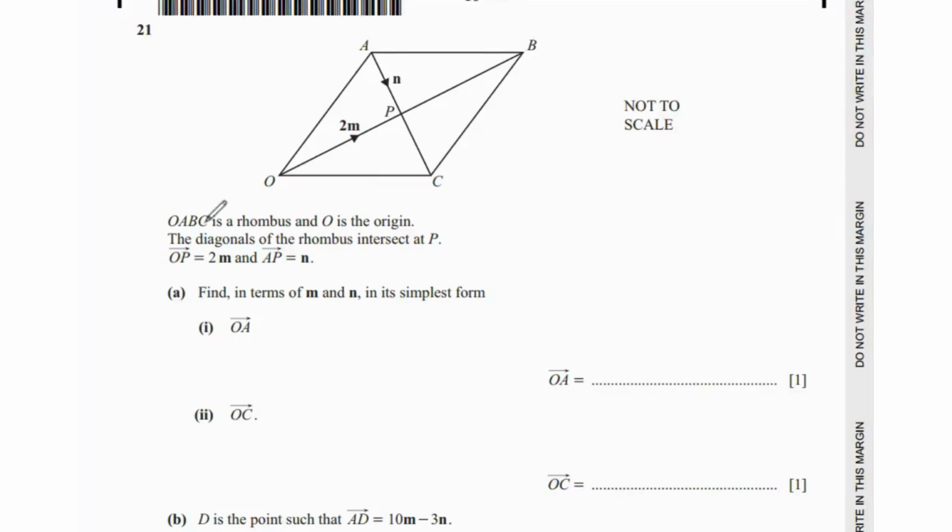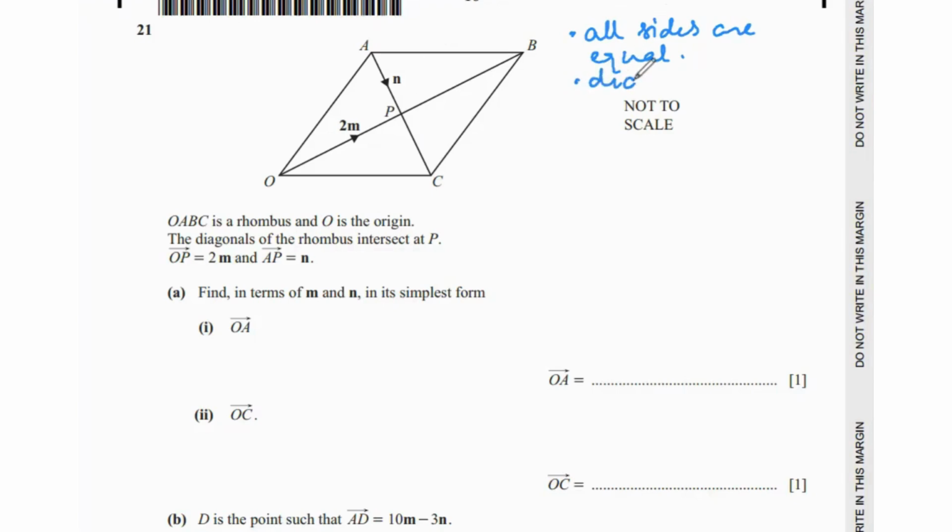Question 21 says OABC is a rhombus and O is the origin. The diagonals of the rhombus intersect at P. OP is 2m, AP is n. Find, in terms of m and n in its simplest form, OA. So for this type of question, you need to know what the properties of a rhombus are. In a rhombus, all sides are equal.